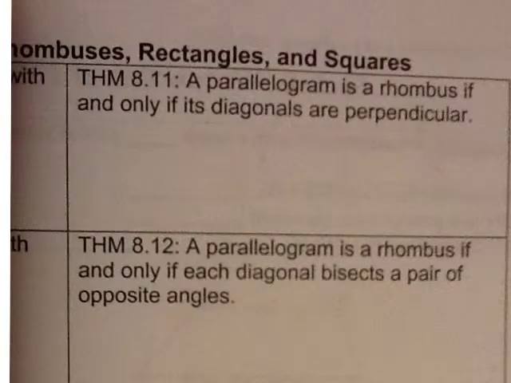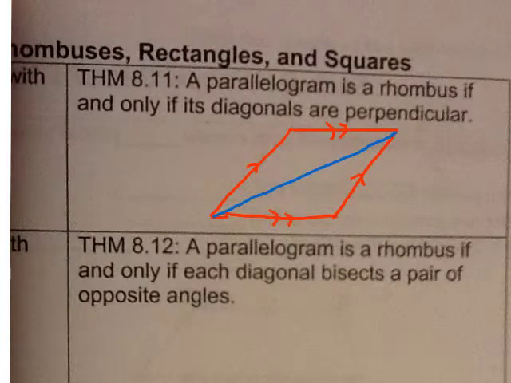Okay, theorem 8.11: a parallelogram is a rhombus if and only if its diagonals are perpendicular. So if I've got a parallelogram, and I don't know that it's a rhombus, I know that I have a rhombus if and only if its diagonals are perpendicular. So if I draw in the diagonals here, and they form a right angle, then I know that I've got a rhombus.